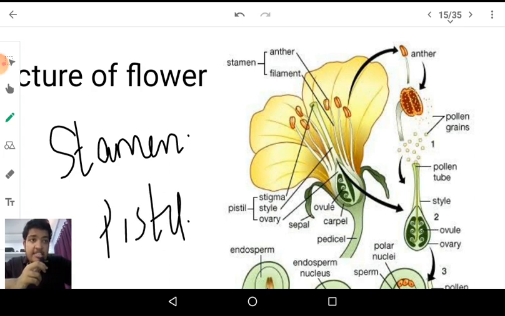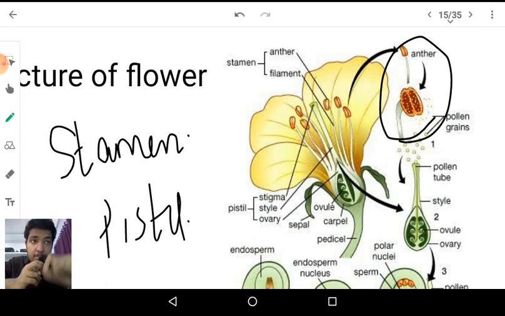So here you can see the picture of a stamen. There are two parts in a stamen. The first part is known as the anther, that is, this bulged portion, and this portion is known as the filament. The stalk-like structure which is supporting the anther is known as the filament. The pollen grains are produced in the anther, and the pollen grains contain the male gamete.